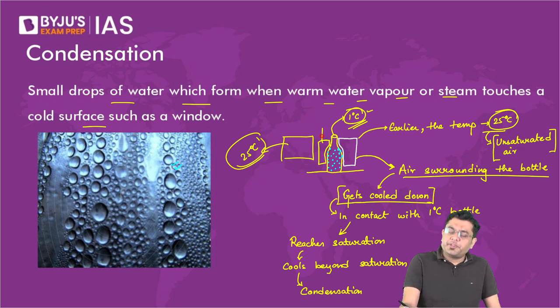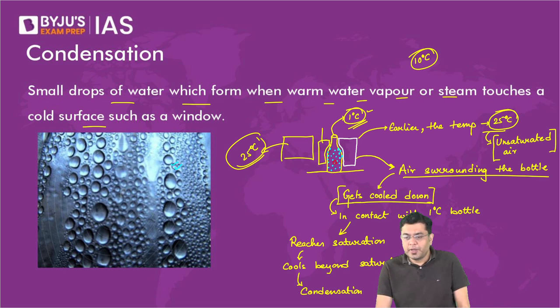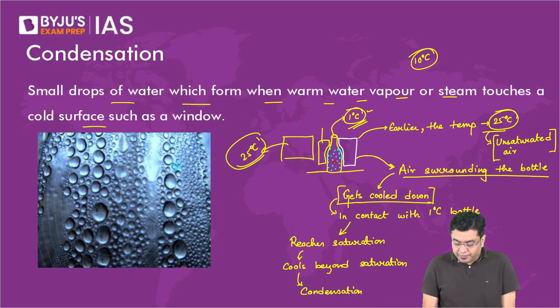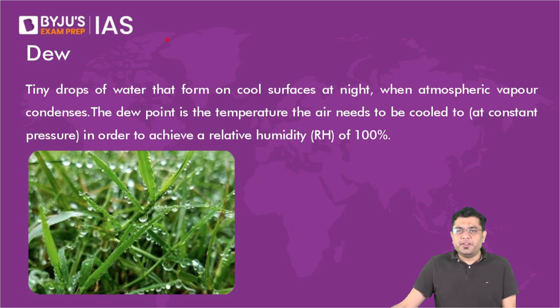So let's suppose the saturation temperature of air in your room is 10 degrees Celsius, and the air around the bottle attains a temperature of 5 degrees Celsius. So it will get oversaturated, condensation will happen. Now, after that, we come across a form of condensation that we refer to as dew.